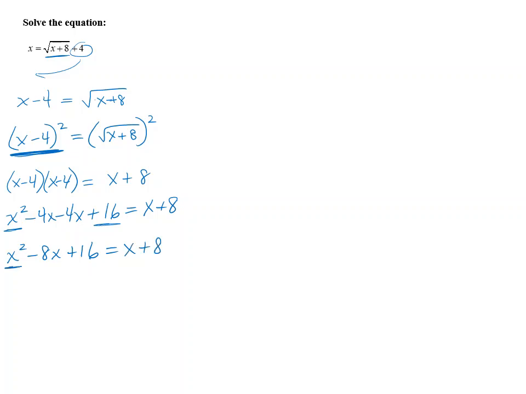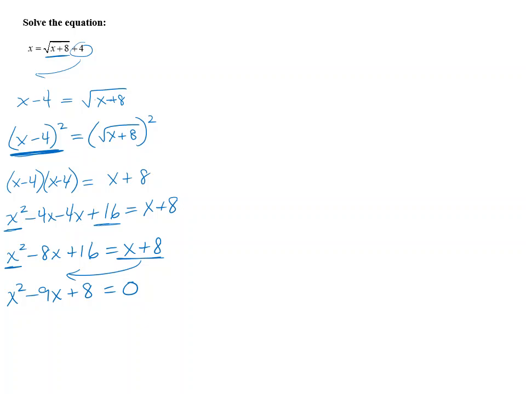I've got a quadratic, so I'm going to move everything to one side so I get 0 on the other. So I'm going to have x squared minus 8x minus the x I move would be minus 9x. And then 16 minus the 8 would be positive 8. Now that's equal to 0. To solve a quadratic, we generally want 0 on one side. We have that 0 on one side.